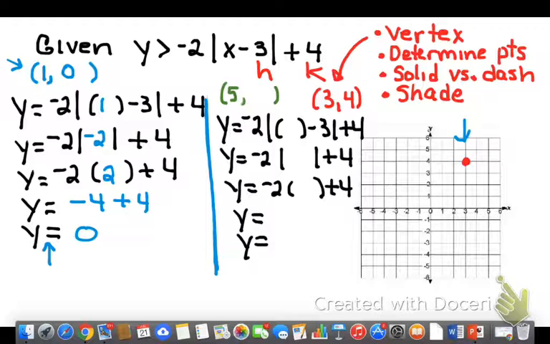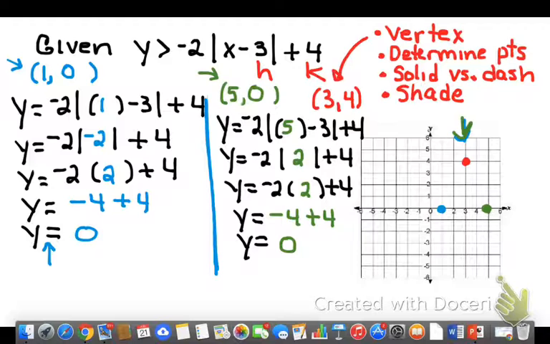Now I want a point that's going to fall to the right of my vertex. So I chose when x is equal to 5. So we end up with negative 2 times the absolute value of 5 minus 3. 5 minus 3 is 2. The absolute value of 2 is just 2. So negative 4 plus 4, y equals 0. So my ordered pair here is (5, 0). And my other one was (1, 0).